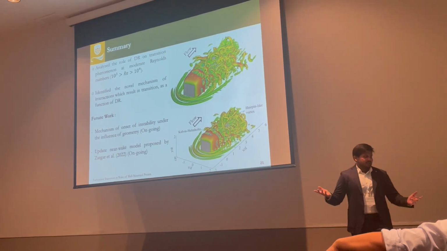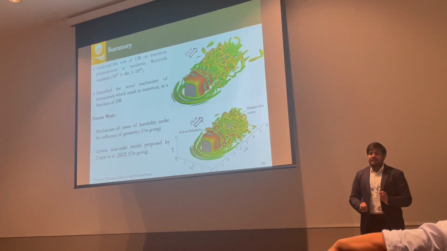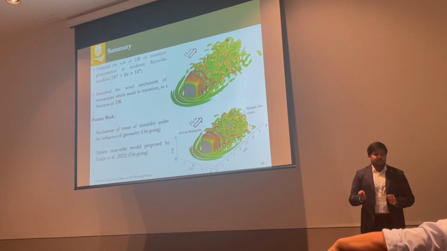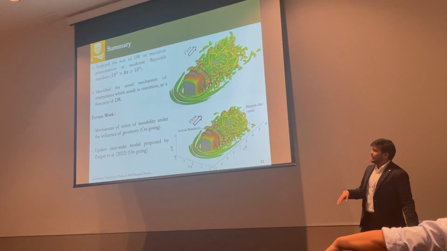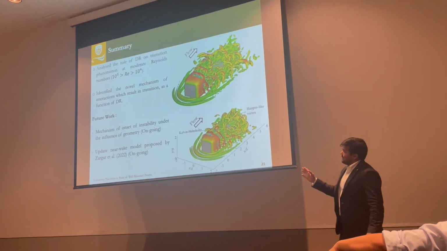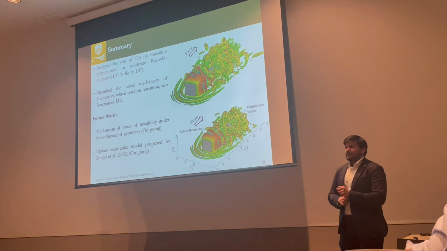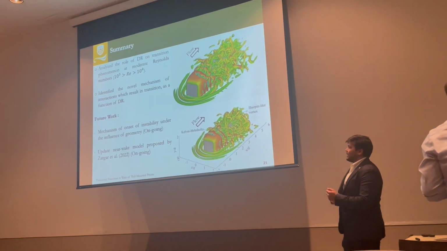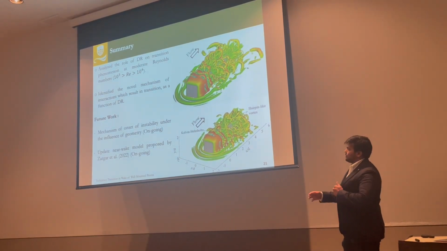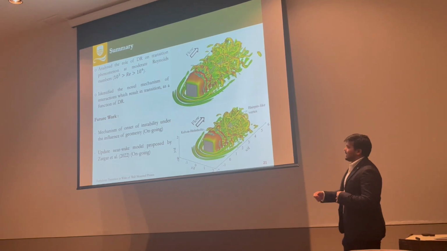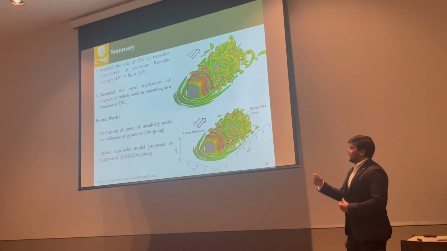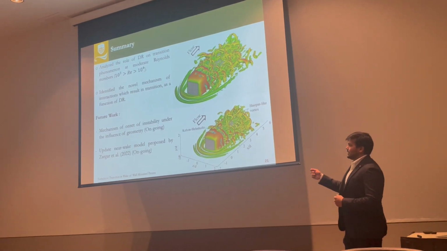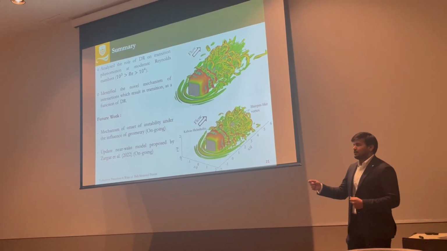In conclusion, we analyzed the role of depth ratio on the turbulence transition phenomenon at moderate Reynolds numbers, and identified the novel mechanism of interaction which basically results in this transition as a function of depth ratio. The future work in this case are two ongoing studies which look at the mechanism of the onset of instabilities under the influence of geometry and the update to the near wake model proposed by Zergar in 2022.